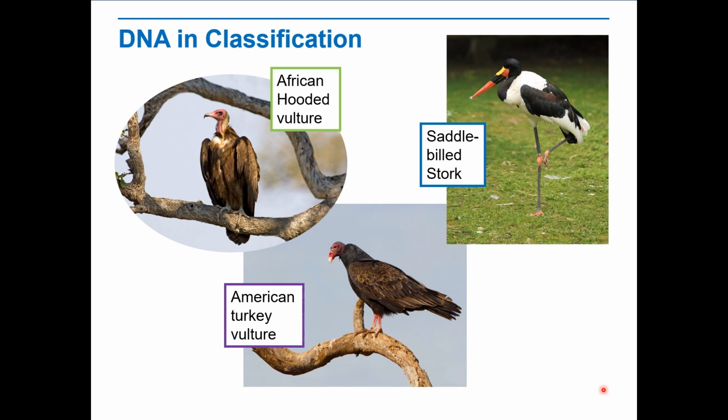Molecular analysis showed that the DNA from American vultures is more similar to the DNA of storks than to the DNA of African vultures. DNA evidence therefore suggests that American vultures and storks share a more recent common ancestor than the American and African vultures do. Molecular analysis is a powerful tool that is now routinely used by taxonomists to supplement data from anatomy and answer questions like these.